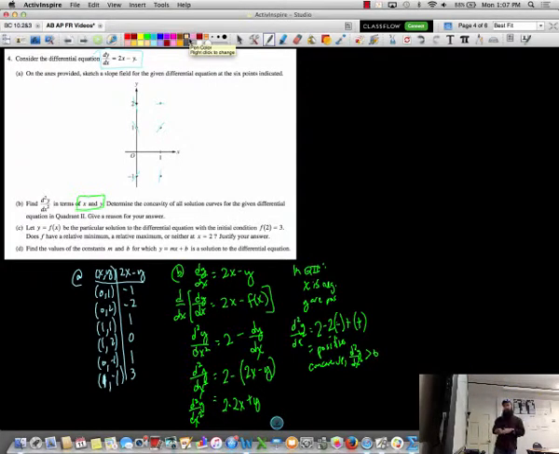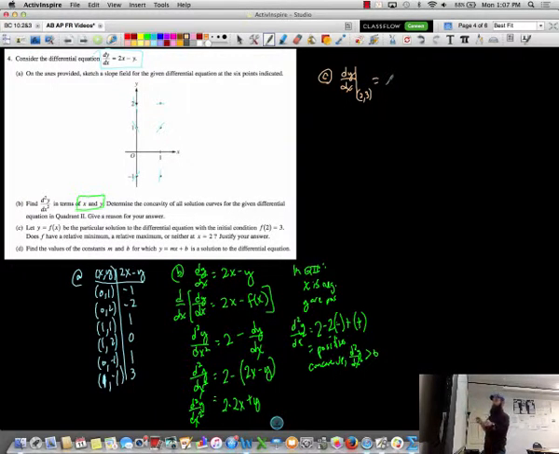Part C says let y equals f of x be the particular solution to the differential equation with the initial condition f of 2 equals 3. So this is a particular curve that passes through the point (2, 3). And then it says, does f have a relative minimum, relative maximum, or neither at x equals 2? So when we're dealing with relative extrema, we need to know what's happening with the derivative first of all. So I'm going to look at the value of the derivative at the point (2, 3).